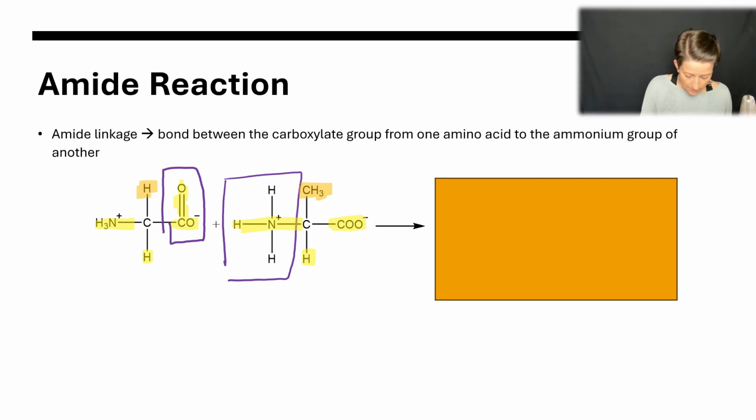This first one is the only one that is not a chiral compound. This is going to be our glycine. And then the next most simple compound that has that methyl group is alanine.